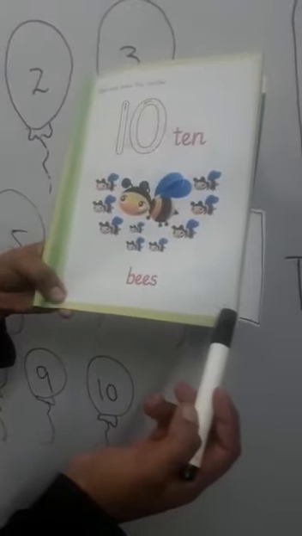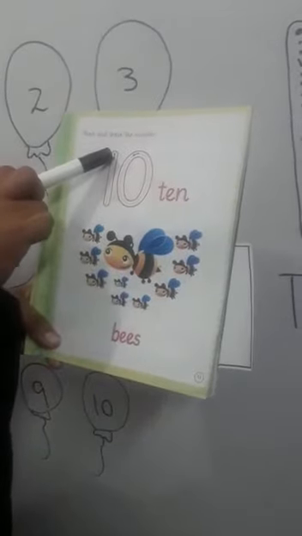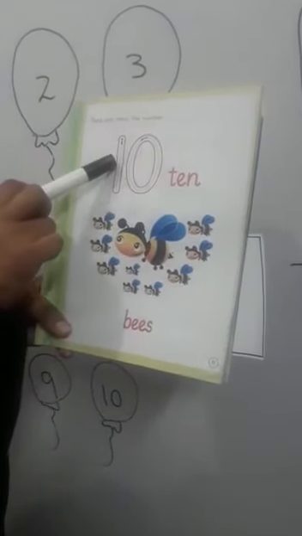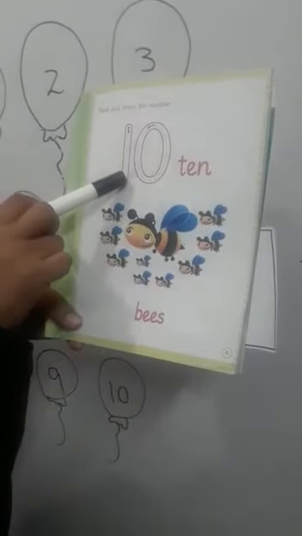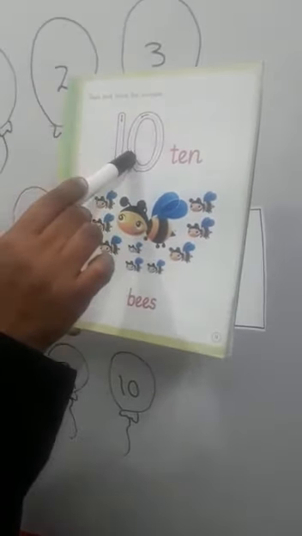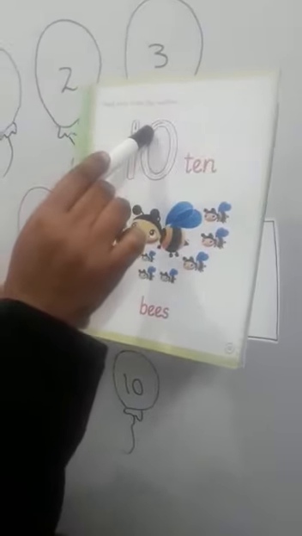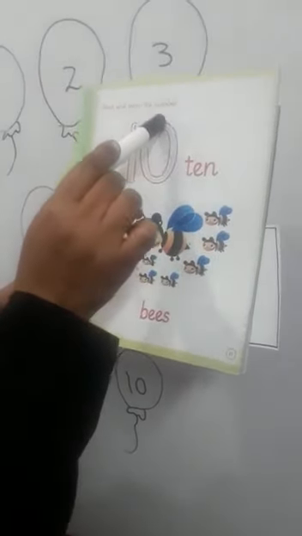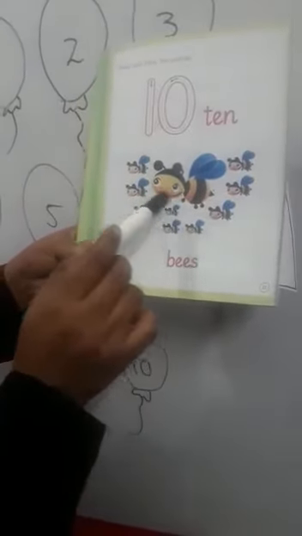Now, this is a book. My book of numbers and shapes. Okay. Open the page number 11. Touch the starting point. Come down the line. Pencil put on the dot. Turn to left, long and round. 10. T-A-N, 10.